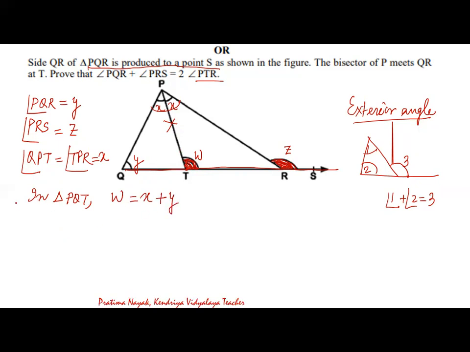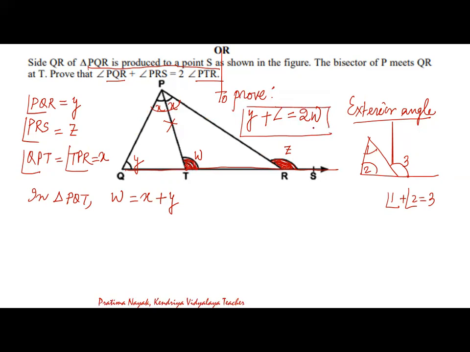Now let me write what I have to prove first, then I'll go for this. To prove: PQR, Y, plus PRS, Z, is equal to 2 times PTR, 2W.